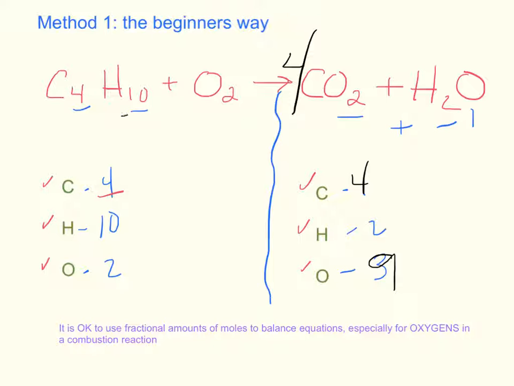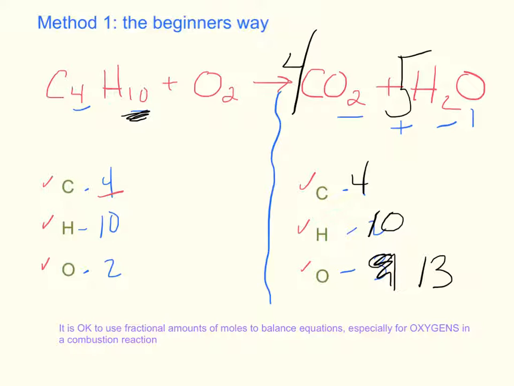I look over here and I see I have 10. Over here I have 2. Well, I got to put a big 5 in front of here to make this equal 10. So now they're balanced on both sides. But this now gave me 5 plus 8. This now gave me 13 oxygens. Now over here I only have 2 of them.